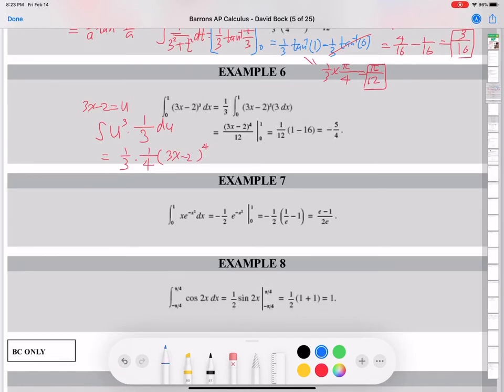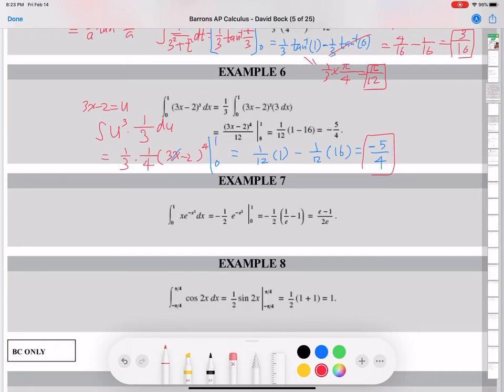right? And then it was a definite integral from 0 to 1. So plug in 1 first. 1 over 12 times (3 minus 2), which is 1. Then minus, plug in 0 for x. 1 over 12 times, if x is 0, negative 2 to the 4th power is left, right? That's 16. So it is negative 5 over 4. This is the final answer.